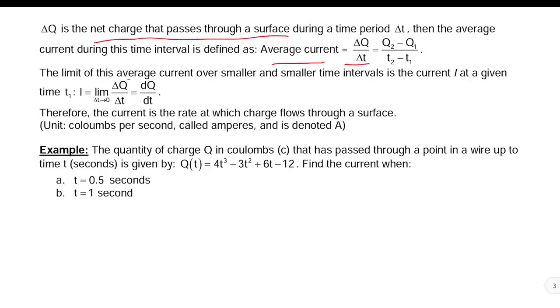The limit of this average current over smaller and smaller time intervals is the current I at a given time, t sub 1. So I is going to be the limit as delta T approaches 0 because it's over smaller and smaller time intervals. Therefore, the current is the rate at which the charge flows through a surface. The unit for this is amps, and it's denoted with an A.